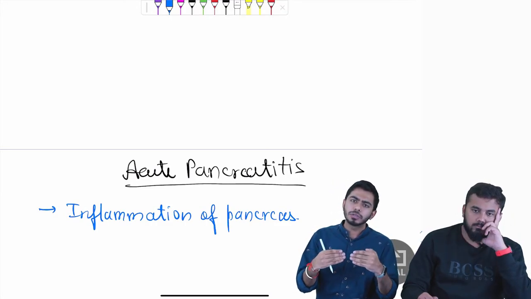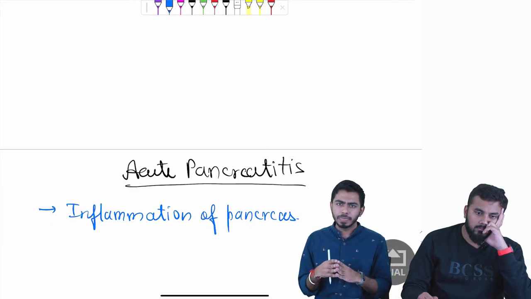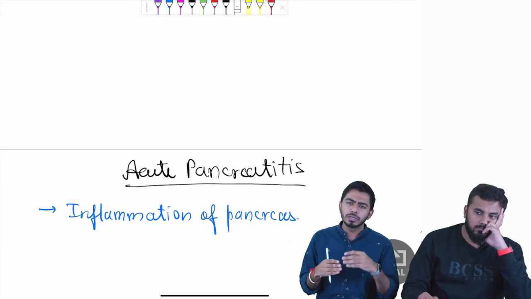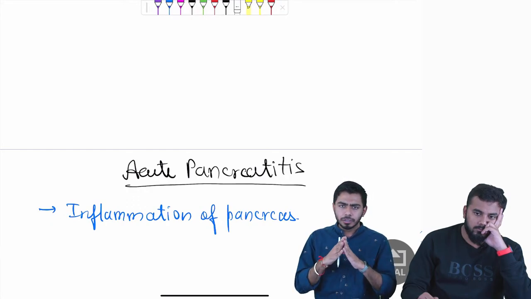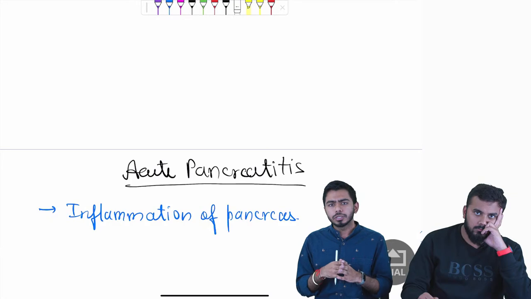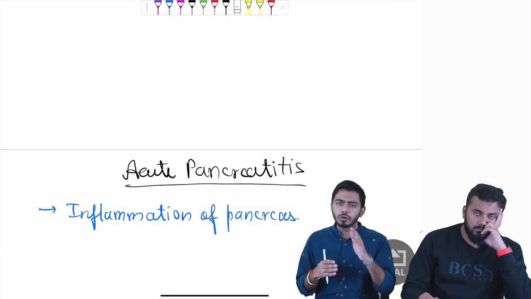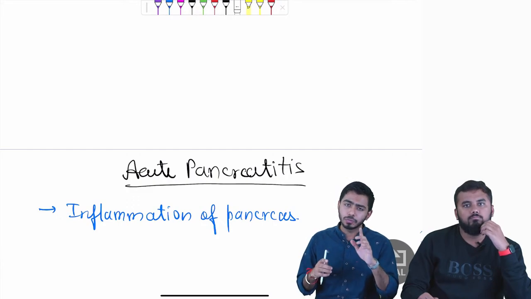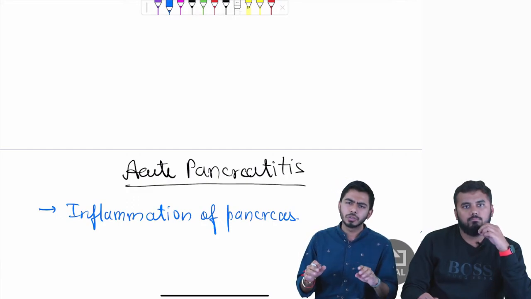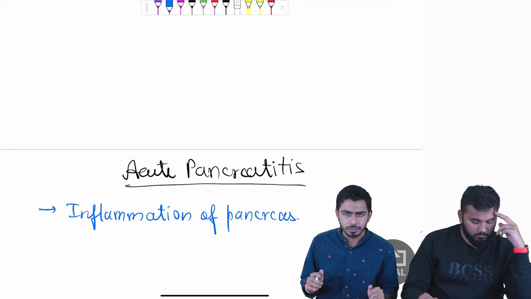So usually the examiners try to confuse you with the most common cause of acute pancreatitis. In some books they have mentioned alcohol consumption as the most common cause, but that is not the right thing. What you need to answer in the exams is gallstone induced pancreatitis. So gallstones are the most common cause of acute pancreatitis. That is the very first thing you need to remember as far as acute pancreatitis is concerned.